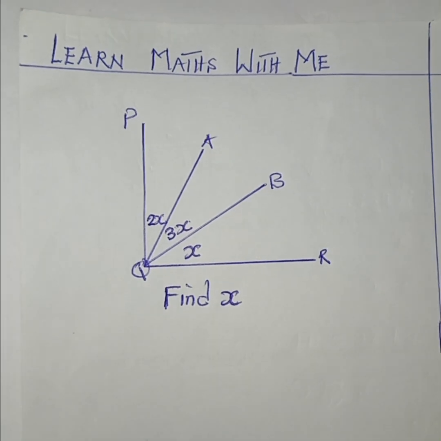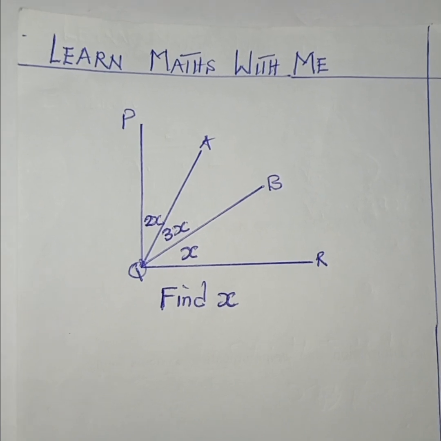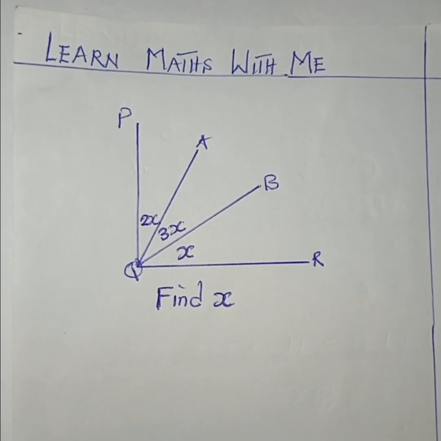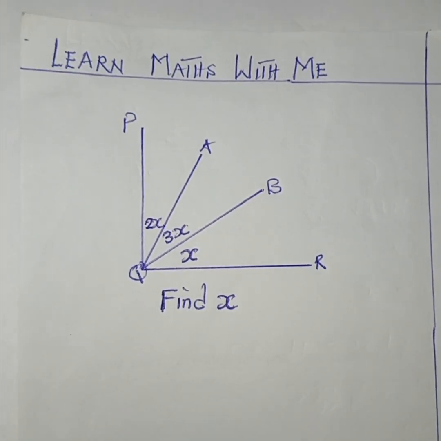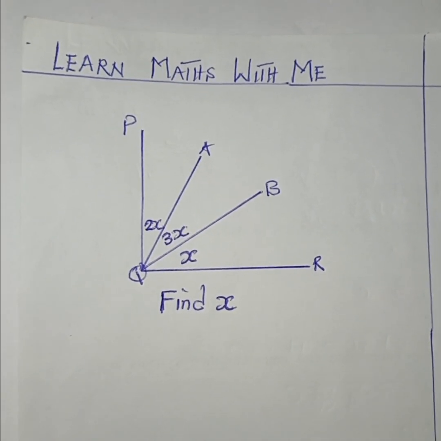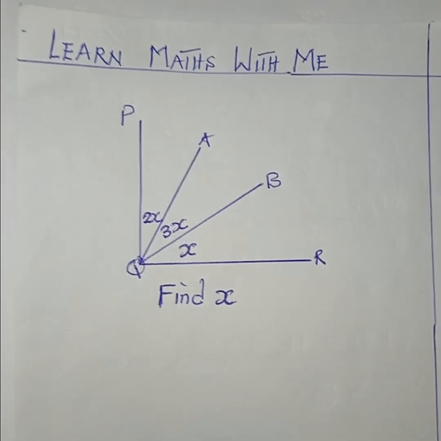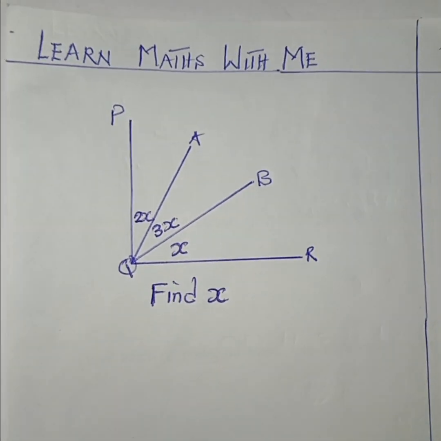So today I have a diagram before us. The diagram says that we should find the value of x. We have a diagram PQR, BA. We have 2x, we have 3x, and we have x. So we are asked to find the value of x.